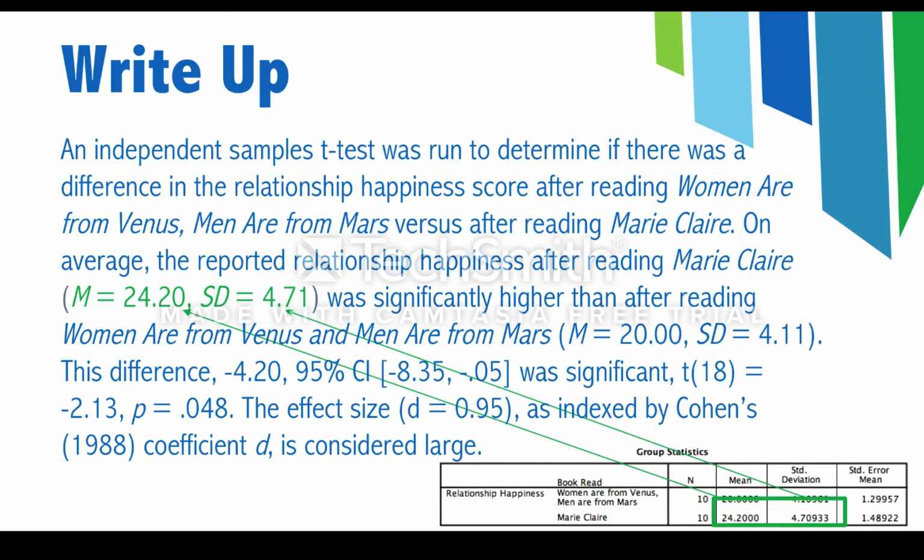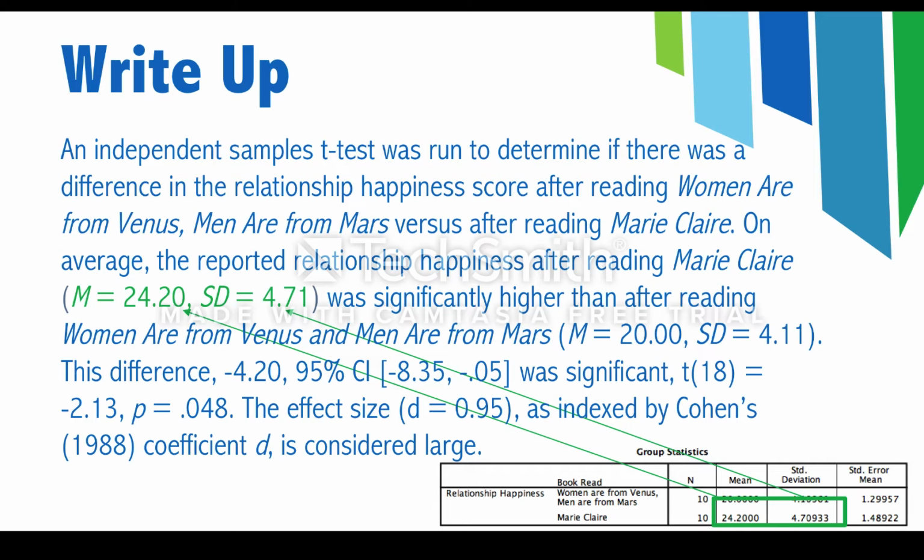Now I'm going to report our results. The first thing you do is report the mean and the standard deviation for each of the categories of your independent variable. So, on average, the reported relationship happiness after reading Marie Claire, and I write the mean 24.20 and a standard deviation of 4.71. Write the mean and the standard deviation to 2 decimal places following APA style.